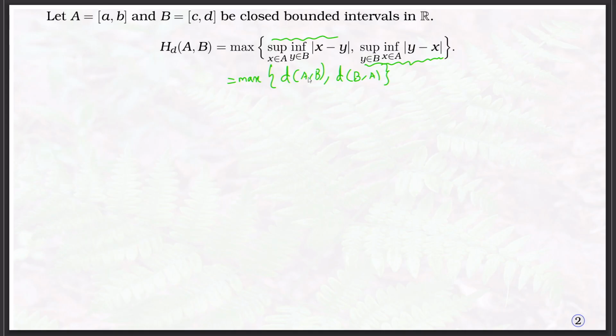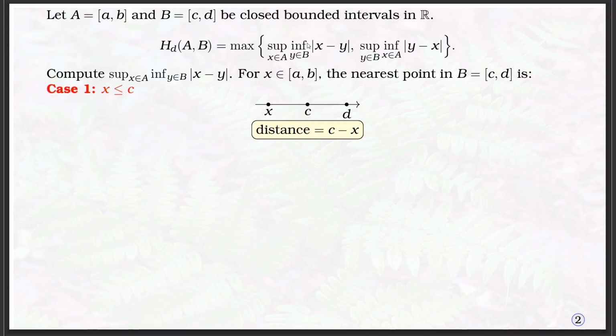Now, we are taking A and B to be closed and bounded intervals in R, with the usual metric on R. So, instead of d, one can write the modulus, the standard Euclidean metric. First we need to compute the distance between A and B, then we will move on to finding the distance between B and A. For computing the first term, we take the supremum of the infimum of |x minus y|.